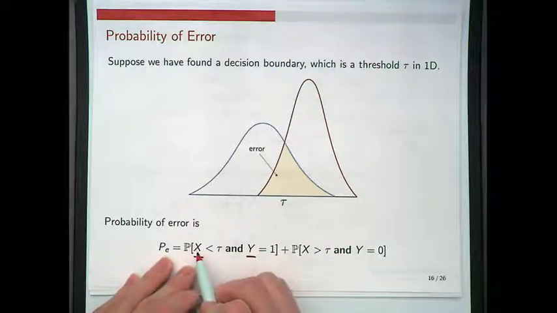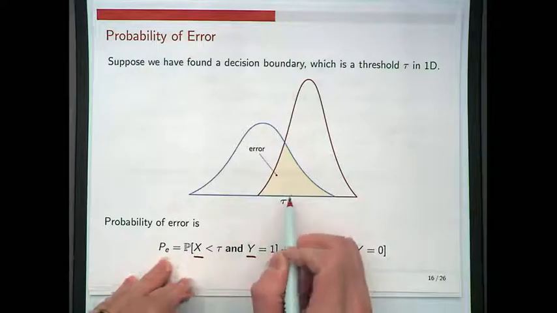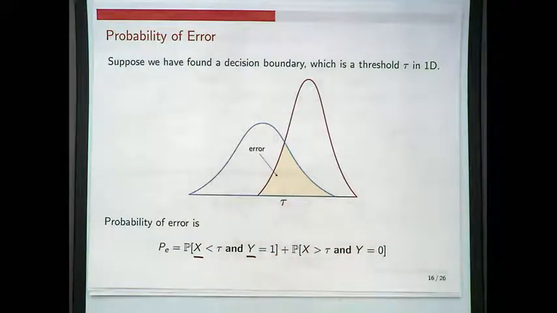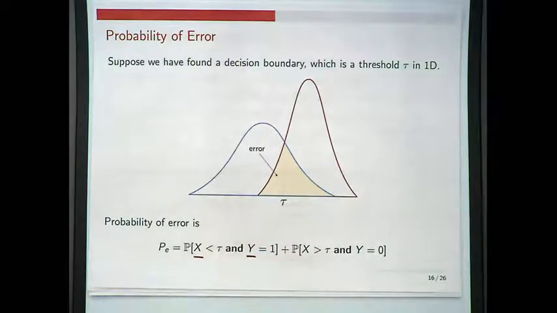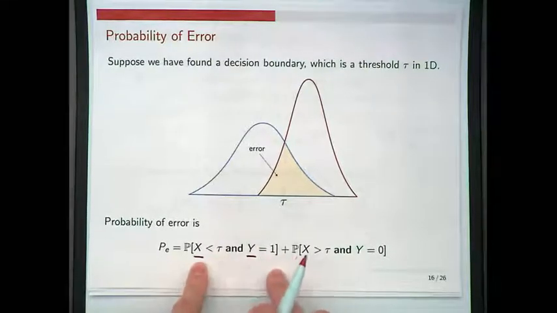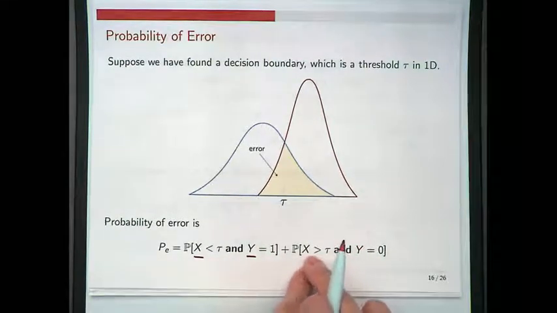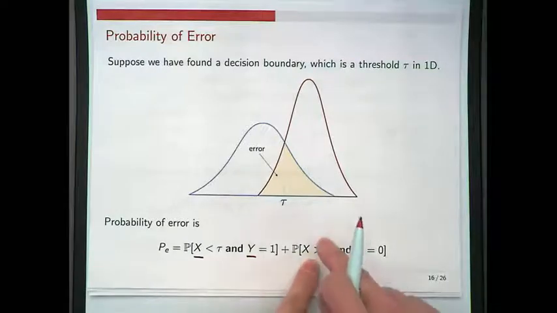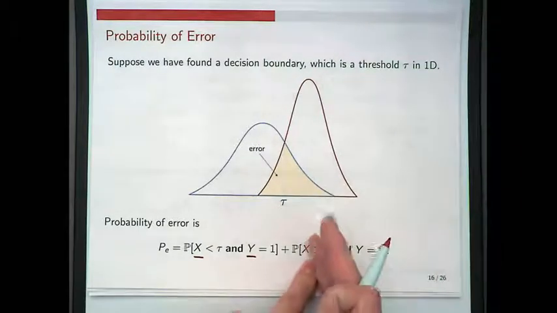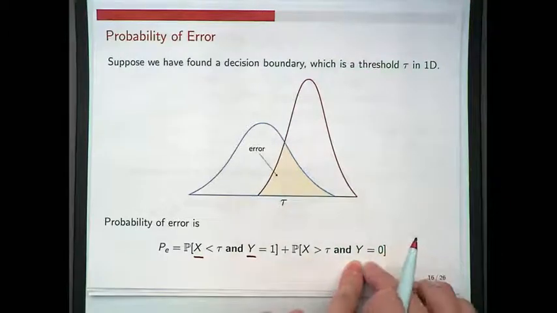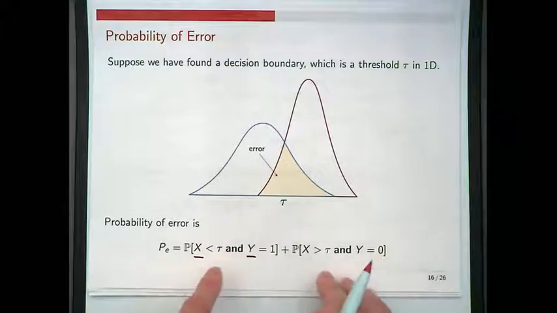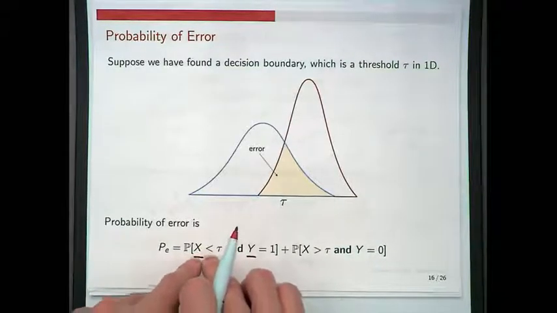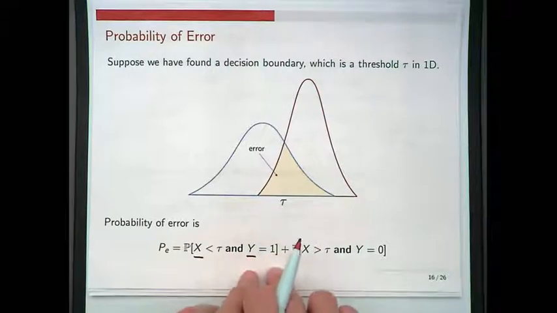Okay, when X is less than tau, you are going to claim that this is class 0. However, your class label is 1. So that is clearly an error, because these two things cannot happen at the same time. Or the other case, where you declare that X belongs to class 1 because it's bigger than the threshold, but at the same time you know that the label says it is 0. So that would define the error. It would be the intersection of your decision versus the ground truth.